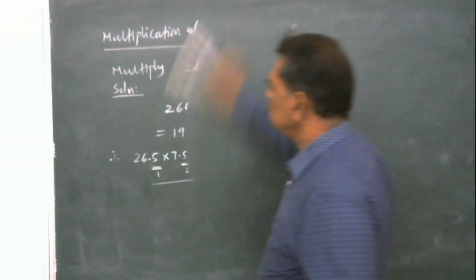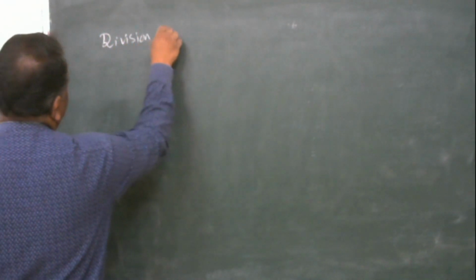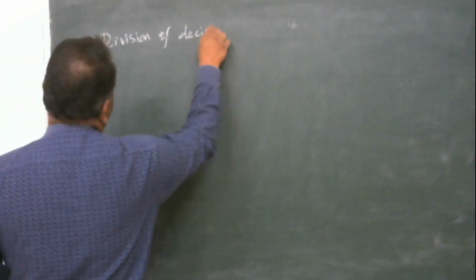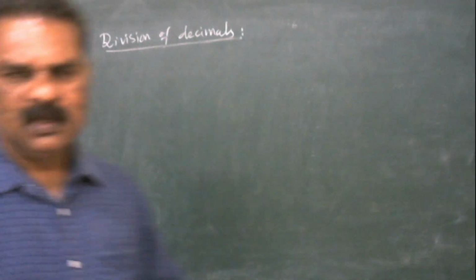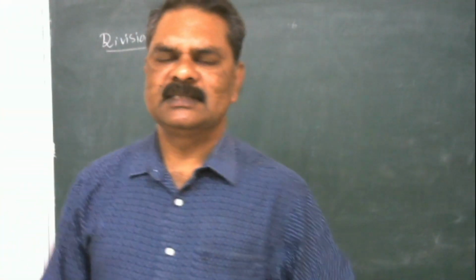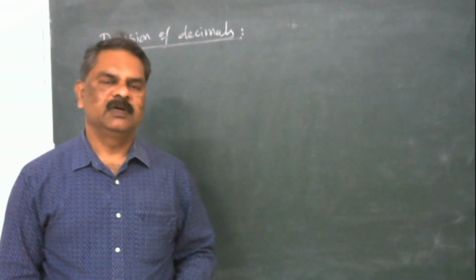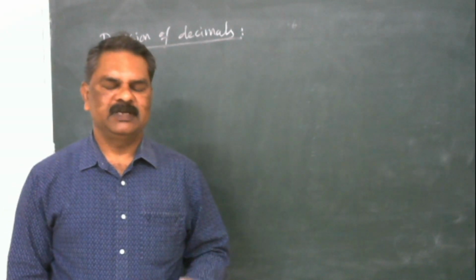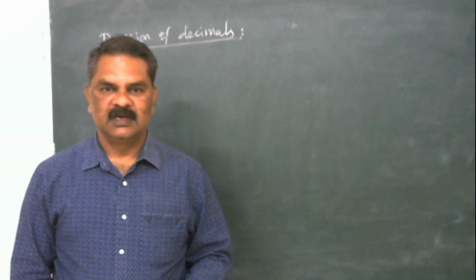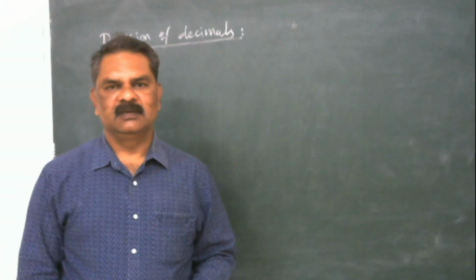Then we move on to division of decimals. Division of decimals is a little complicated. The reason is we don't have a table for decimal numbers. We have multiplication tables for whole numbers, but we don't have tables for decimal numbers.